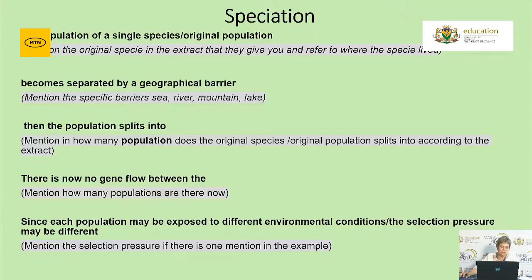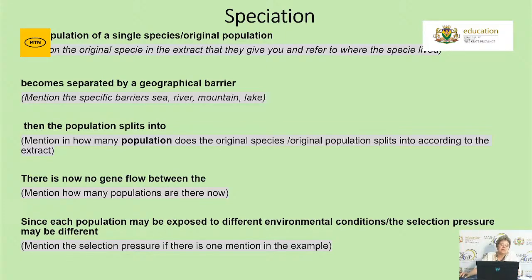So the next one I want to jump to is speciation. The same with speciation, we must apply speciation onto an example. And as it is stated in the exam guidelines, if a population of a single species, now mention the original species they refer to. So we will say, if the population of single rabbits or single tortoises are separated, and then we will mention the specific barrier: river, mountain, lake. They won't give a mark if you say become separated by a geographical barrier and you don't mention the barrier.